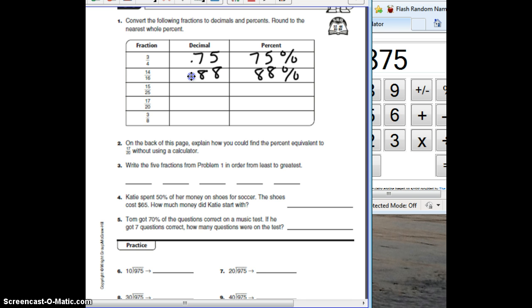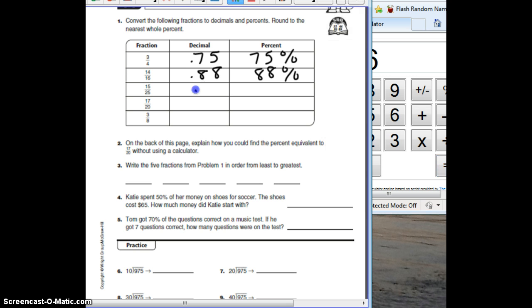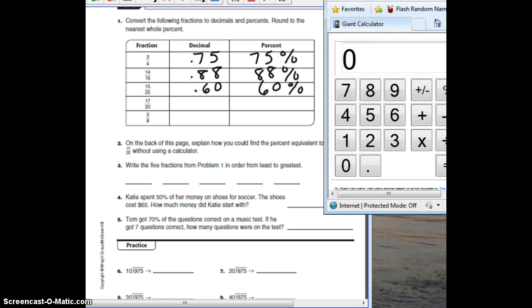All right, clear out your calculator. Our next one is 15, and we're going to divide it by 25. And you'll find out it equals 0.6. Remember, you can add a 0 on it if you want to. You don't need to, but as you change it to a percent, it does need to be 60%. It is not 6%, it is 60%, because we need those first 2 digits when we change it over to a percent. All right, so our next one, 17 divided by 20.